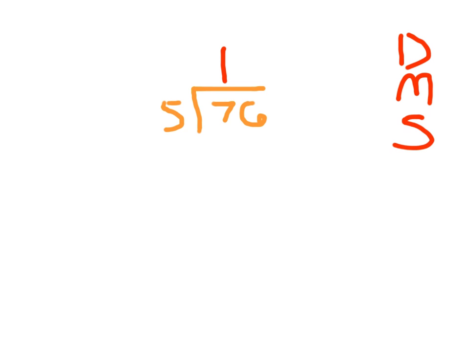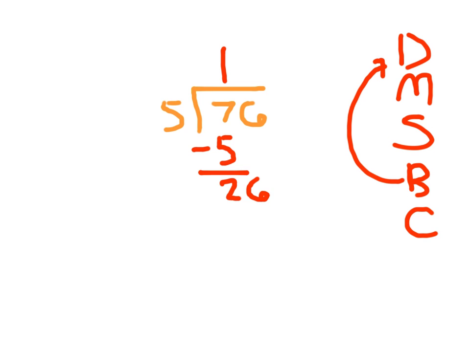Again, it might help us to remember our division family. Next step is multiplication. 1 times 5 is 5, and 7 minus 5 is 2. We bring down the 6, and then we go back to our division step again. 26 divided by 5, it goes in 5 whole times, because 5 times 5 is 25, and 26 minus 25 is 1. 1 is our remainder.